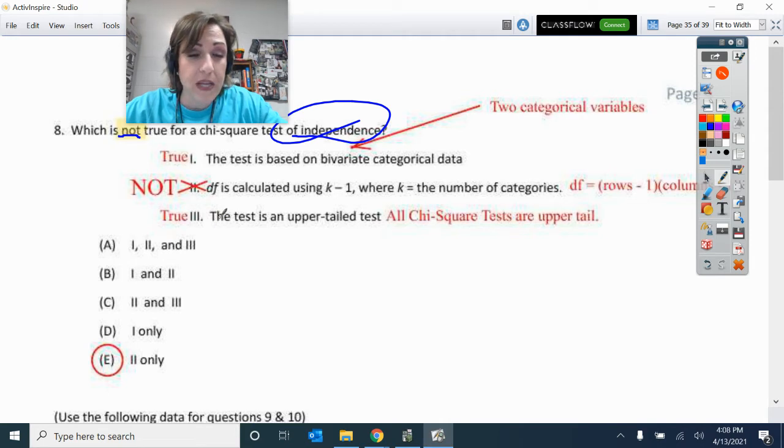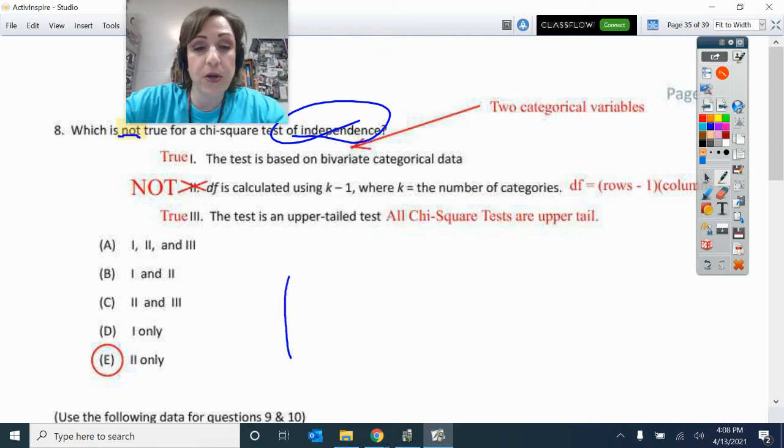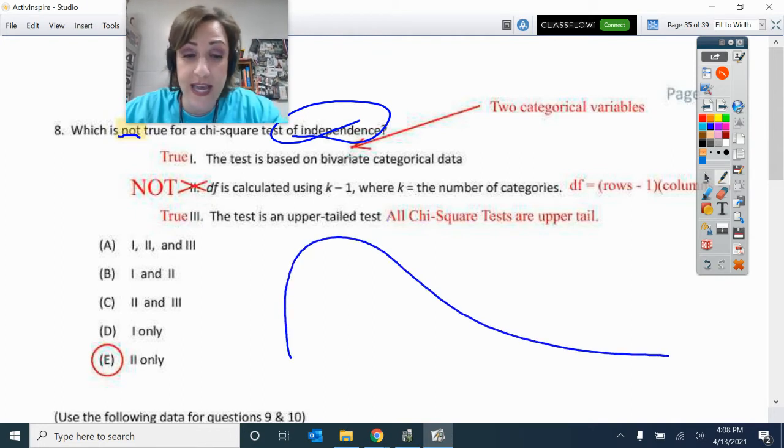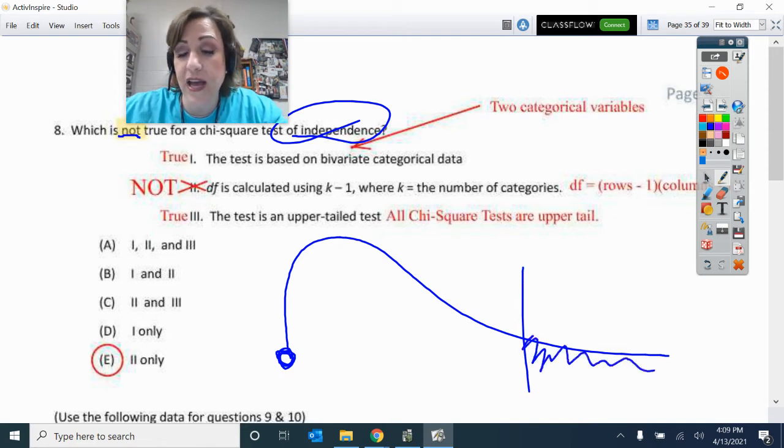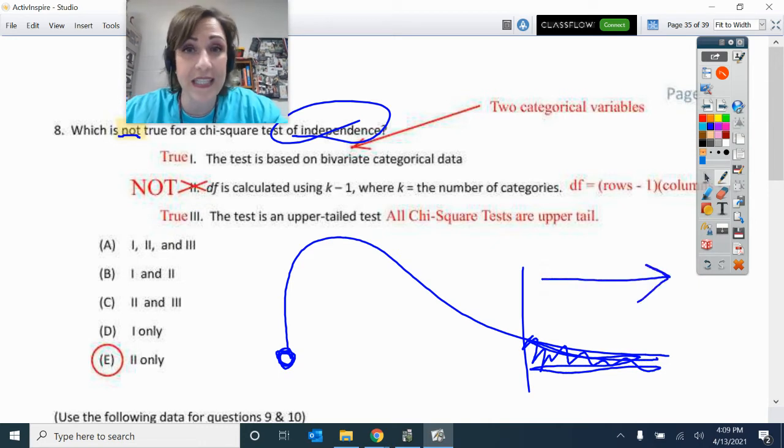Now let's take a look at this third one. The test is an upper-tailed test. And that's true because if you remember the shape of our chi-squared curve, this would be a chi-squared value of 0, and then out here, the p-value is always this area to the right of that chi-squared test statistic. So because of the right skew of the chi-squared, they're all upper-tailed. So that one's true also. Therefore, the one that is not true is 2 only.